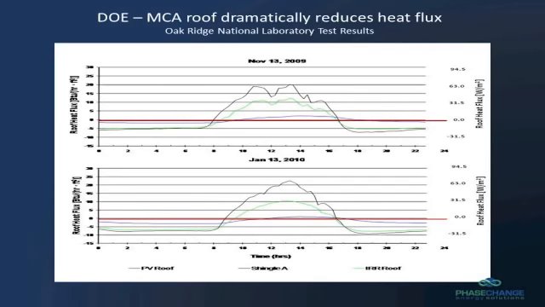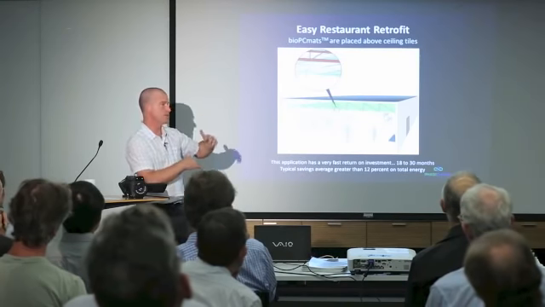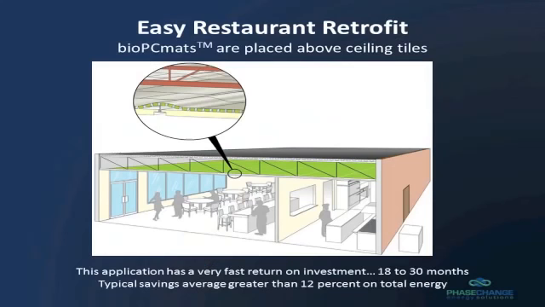Heat flux is just passing of heat through. In a restaurant, we explained that before, just on top of the ceiling tiles, a simple installation is just rolling the mats out, and then the building has much more thermal inertia. You can pre-freeze it or preheat it.